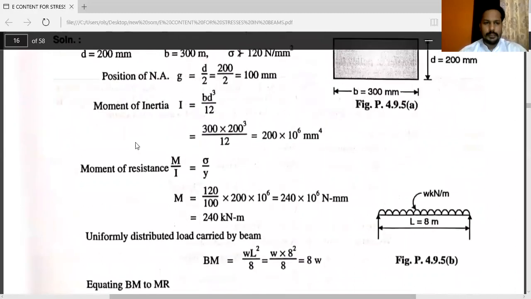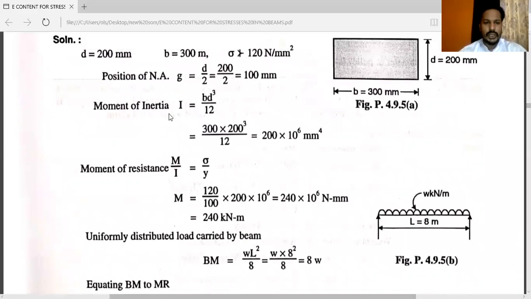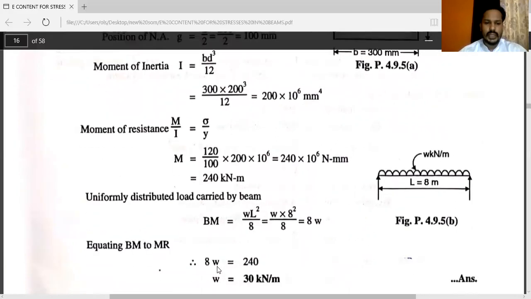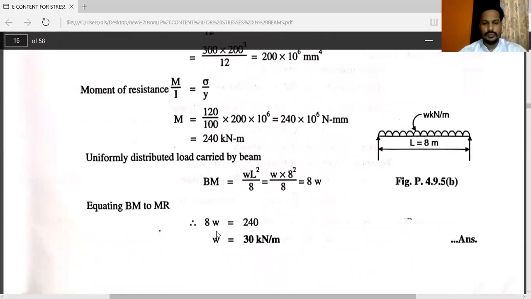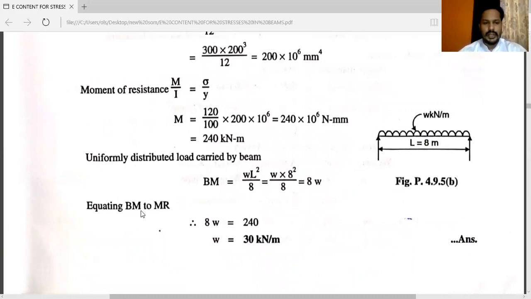Again, I am repeating the steps. First of all, you have to calculate the position of neutral axis, then the moment of inertia. After calculating moment of inertia, you have to calculate the moment of resistance, then the maximum bending moment by using the formula, by using the chart. If you don't have the chart, then you can use our regular method to calculate bending moment. After that, you have to equate bending moment to the moment of resistance. You will get the value of W.